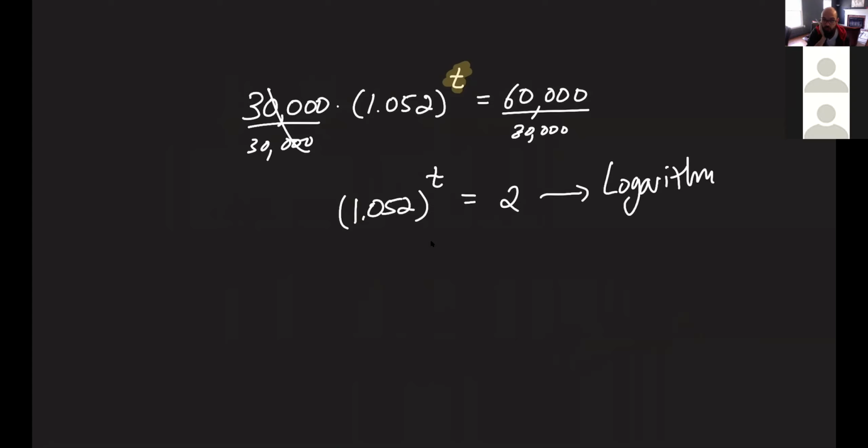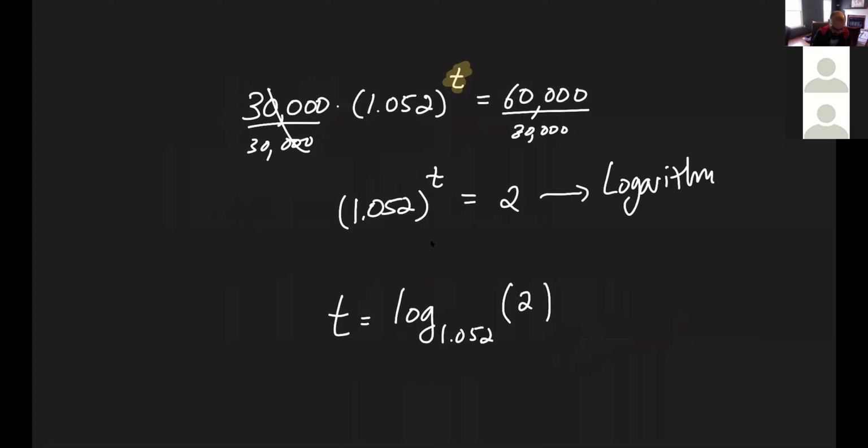You know, I'm not really sure. We could guess and check. We could try something like that, but we want something that's precise. So the answer to this question is we're going to use a logarithm, and we're going to say t is equal to log base 1.052 of 2. Okay, so we're going to see notation that looks like this.